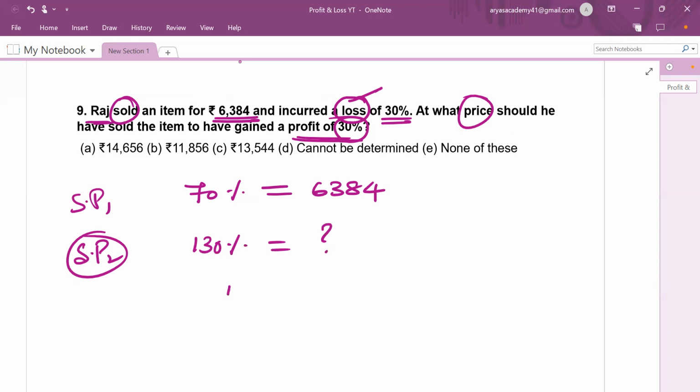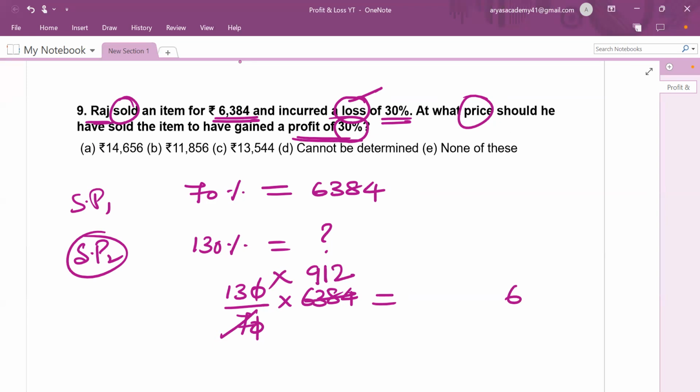130. So what is the value of 130? I need to find out the value of 130, whereas I already know the value of 70, which is given as 6,384 rupees. So cancel the 0, cancel 7 with 7: 7 9s are 63, 7 1s are 7, 14, 7 2s are 14. So finally the value has to be 13 into 912.